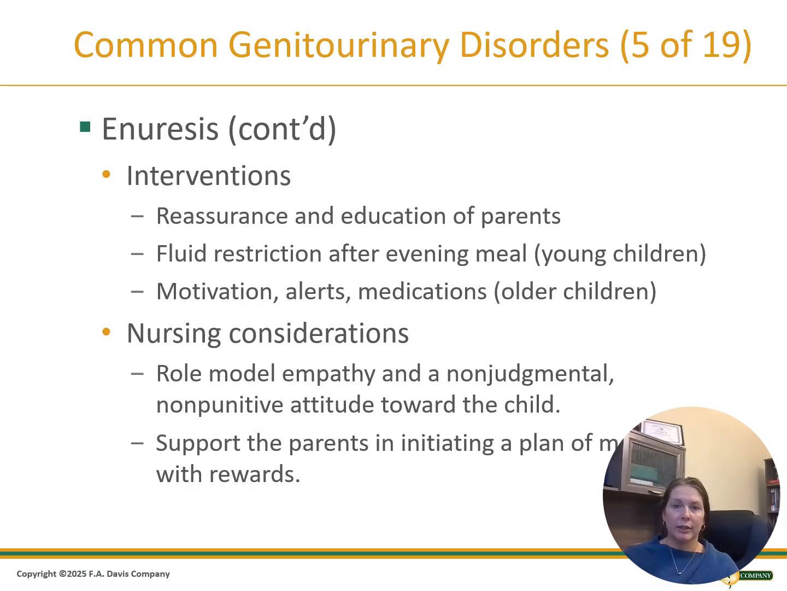Interventions: reassure and educate your parents. Fluid restrictions after the evening meal for younger children, motivations, alerts, and there also are medications that we can give older children whenever this continues. The medications we can use are desmopressin and anticholinergics. So that's going to be if our bedwetting alarms fail, and there are sticker charts for our younger kids.